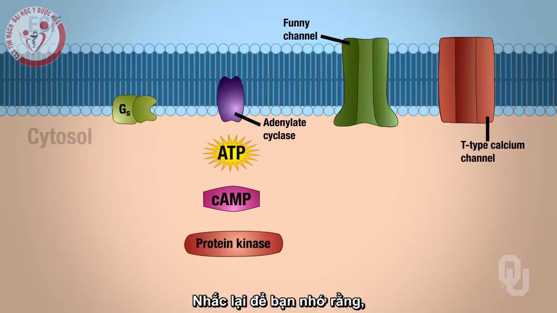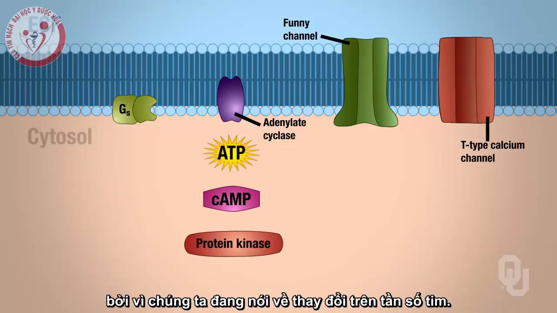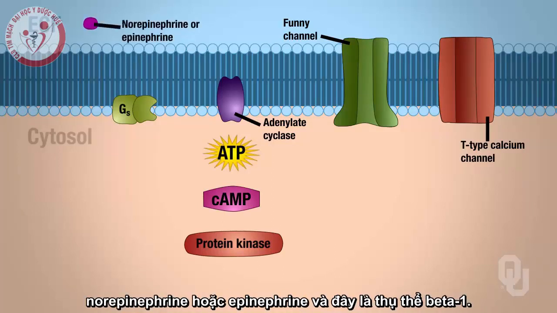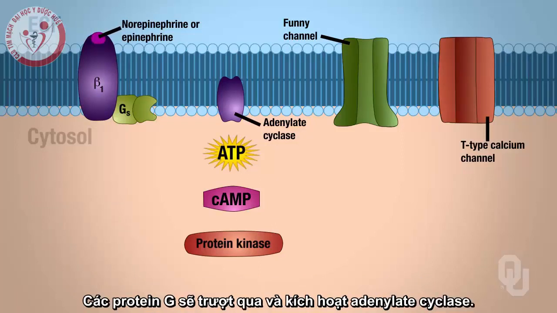Just to remind you, this is going to be the plasma membrane of the SA and the AV node, because we're talking about altering heart rate. Our neurotransmitter and/or hormone can be norepinephrine or epinephrine, and the receptor is beta-1. Norepinephrine or epinephrine binds to your beta-1 receptor. That's going to activate a G protein. The G protein is going to slide over and activate adenylate cyclase.